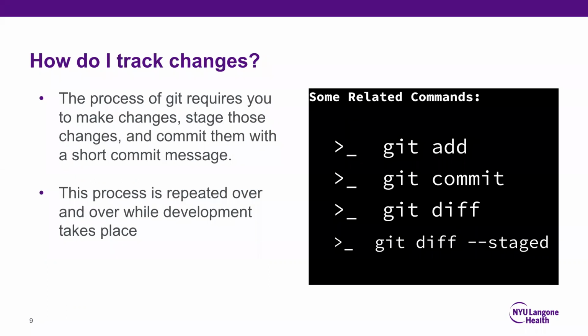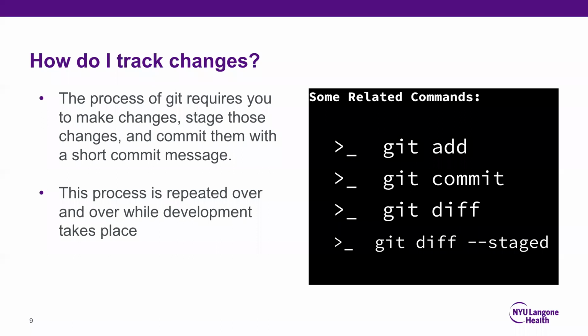So how does it track changes? The process of Git requires you to make changes, stage those changes, and commit them with a short commit message. We're going to go over this three-part system of making changes, staging those changes, and committing them. That really is what Git is about. This process will be repeated over and over while development takes place, and that's what we're going to be focusing on today, this three-step process.